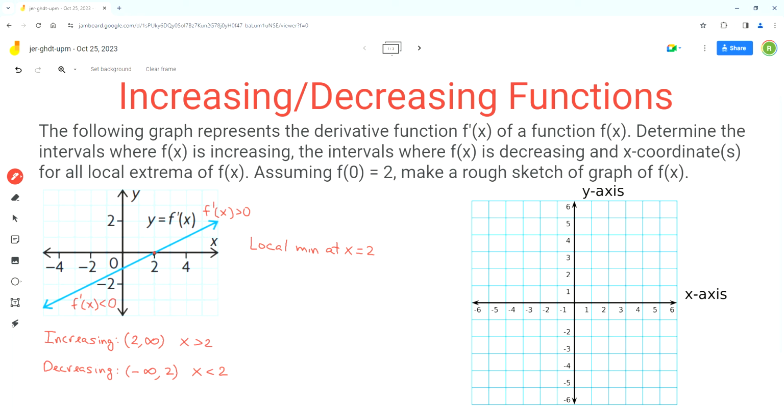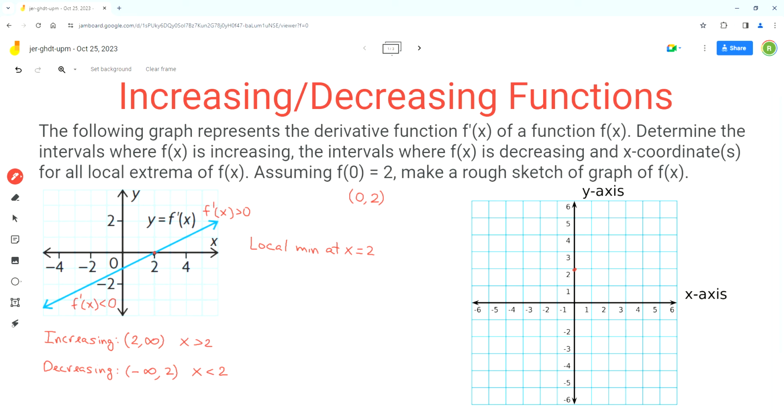Now we can use this information to sketch f of x. For that, we'll use the given point. We are given that f of 0 equals 2. So one point that lies on the function f of x is (0, 2). We can plot that on the grid. It's the y-intercept of f of x. Now we have identified that there is a local minimum at x equals 2, and to the left side of 2 the function is decreasing and to the right side it's increasing.